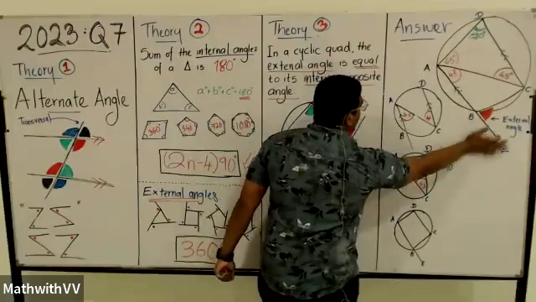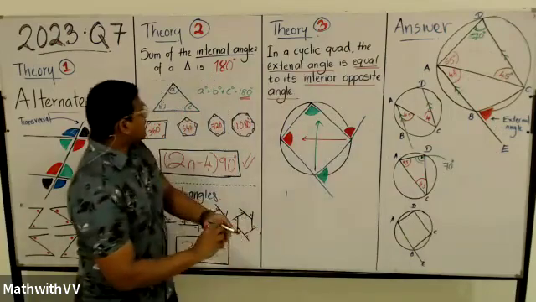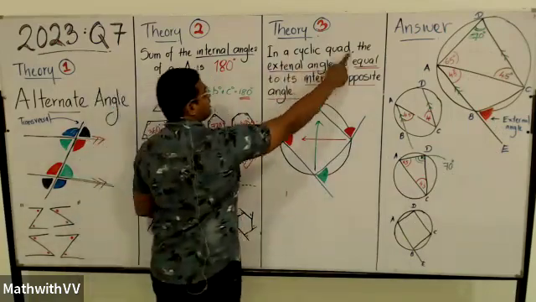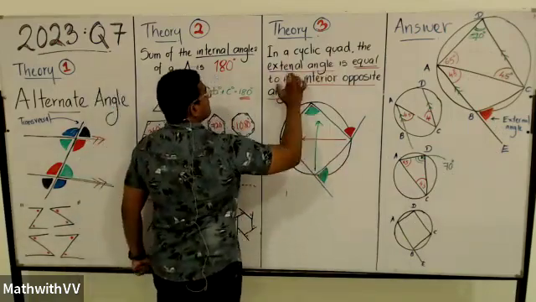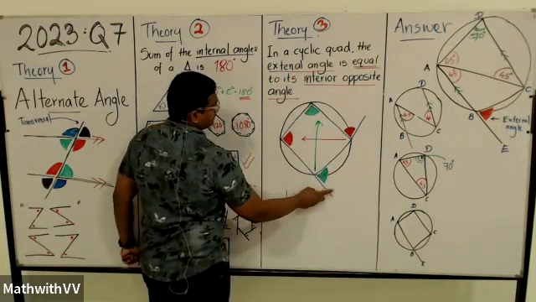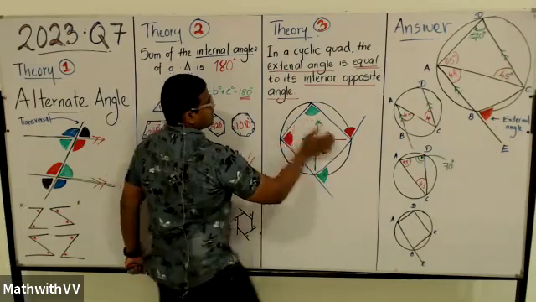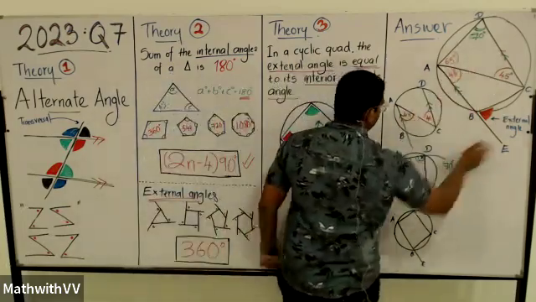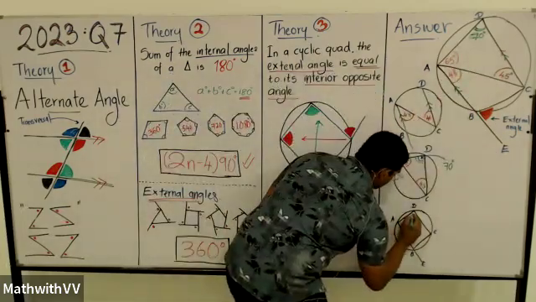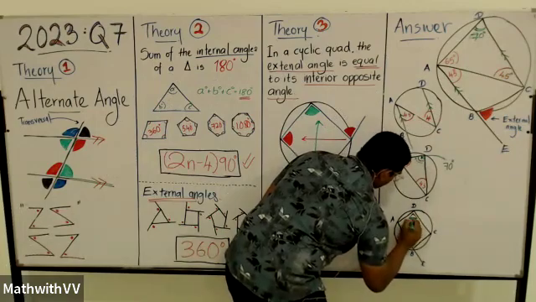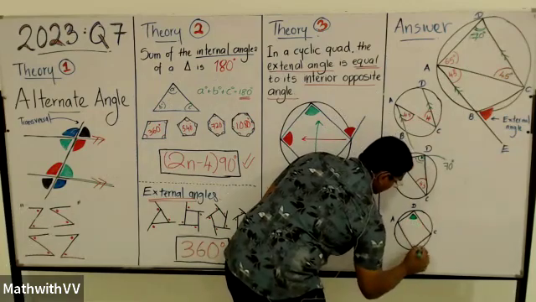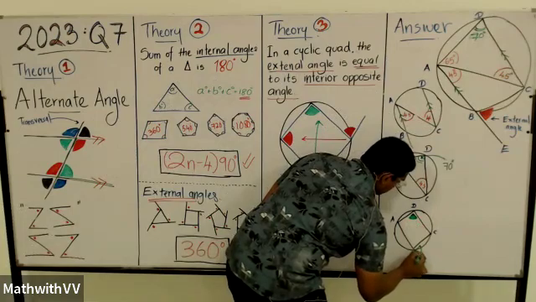I need to find this angle. So what is the third theory? In a cyclic quadrilateral, the external angle is equal to its interior opposite angle. If ADC is 70, what is the external angle? This is ADC. If that is 70, this is also 70.